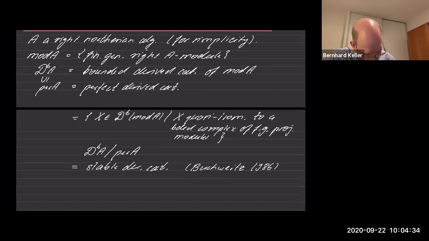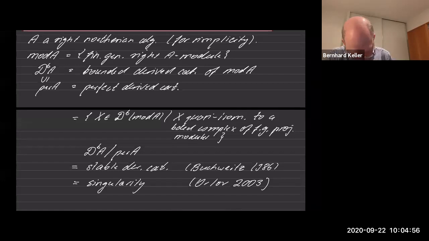It was rediscovered by Dmitry Orlov in 2003 in a geometric context motivated by mirror symmetry. He called it the triangulated category of singularities. Nowadays, it's usually called simply the singularity category. And I will denote it by sg of A.